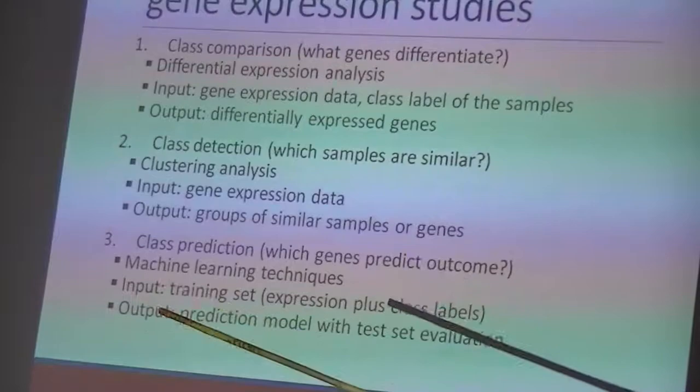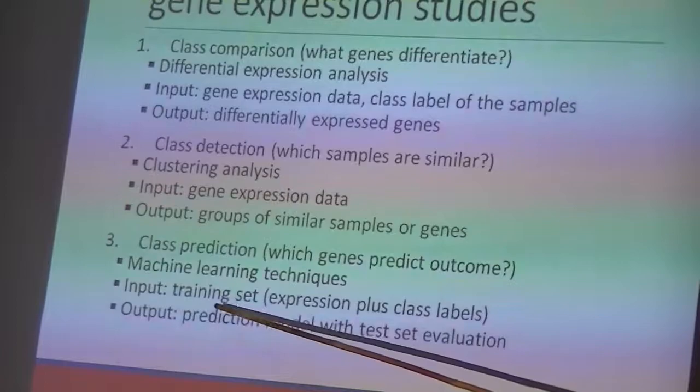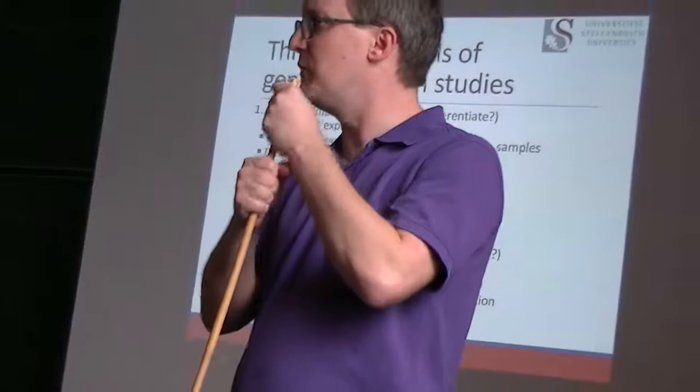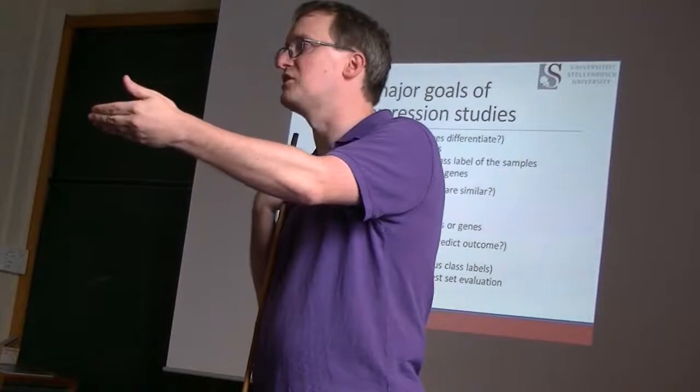All right, so machine learning techniques. You're going to need a training set. So in this case, we're going to need a bunch of microarrays for people that we knew were being exposed to tuberculosis, but before we knew whether they were actually coming down with it or not.